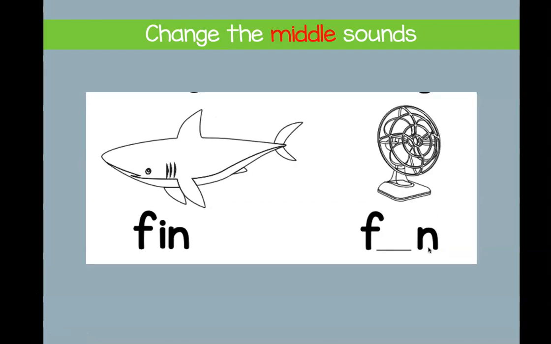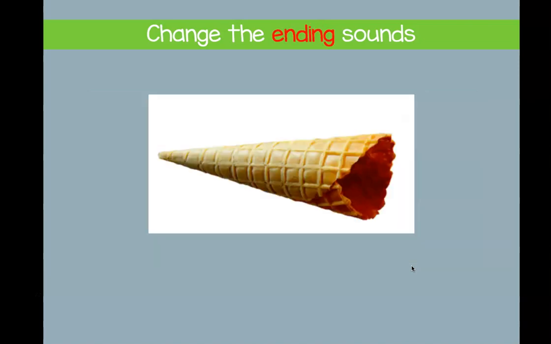All right, let's try this one. Look at this shark. And it has this word that starts with F. I bet it goes with this right here. In, fin. So if I change the I to a different letter, I have a different word that goes with this picture. You're right, that's a fan. So let's change fin to an. What letter would I put there? A. Fantastic. Great job changing the middle letters to make a whole new word. Let's do the ending sounds.